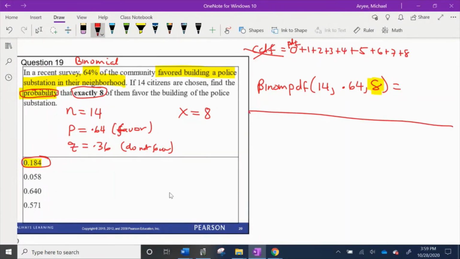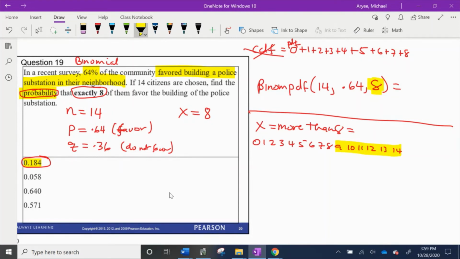So suppose they say x is more than 8. You're going to ask yourself, what does more than 8 mean? One way you could do it: let me write from 0 to 14, because n is 14. So we have 0, 1, 2, 3, 4, 5, 6, 7, 8, 9, 10, 11, 12, 13, 14. So more than 8, what numbers? Tell me. 9, 10, 11, 12, 13, 14.